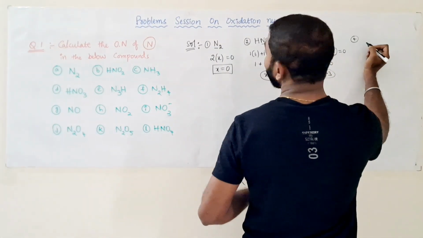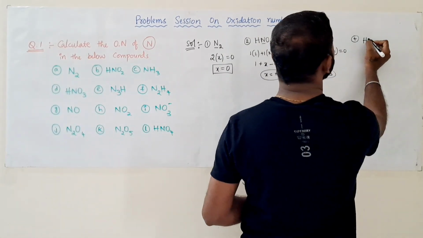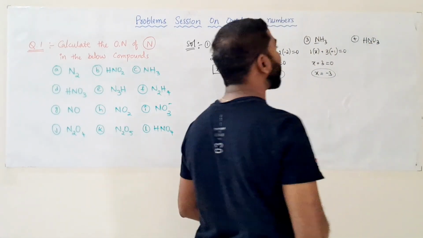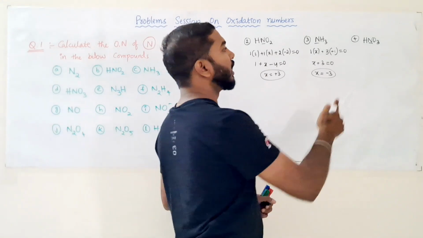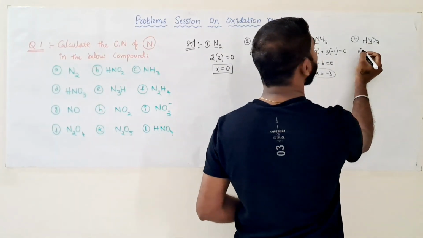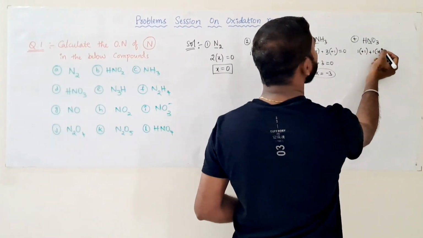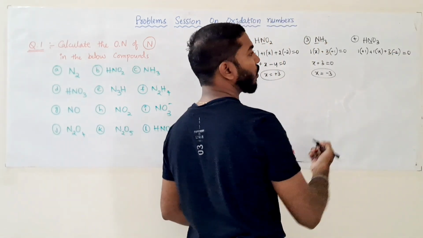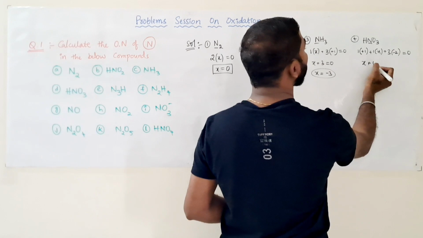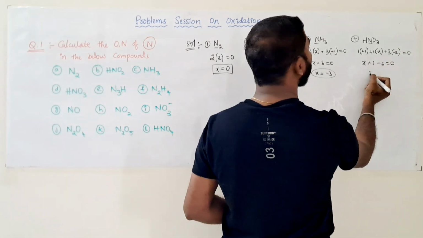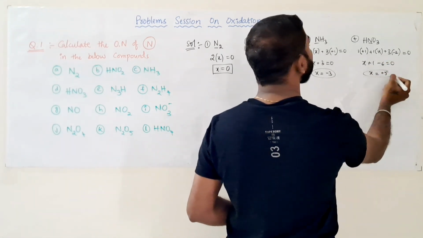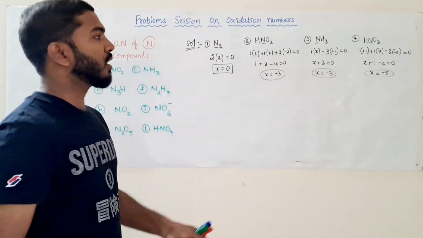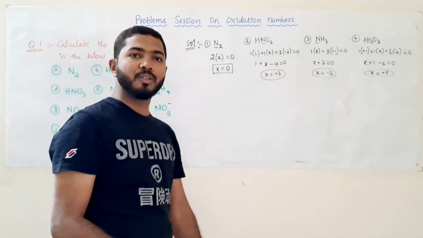Next, let us move to the fourth one, that is HNO3, nitric acid. In that, for hydrogen we take plus 1, for nitrogen we take X, and for each oxygen it is minus 2, the sum is equal to 0. Then X plus 1 minus 6 equals 0. X is going to come out as plus 5. So the oxidation number of nitrogen in HNO3 is plus 5.